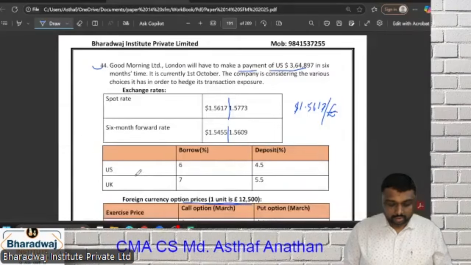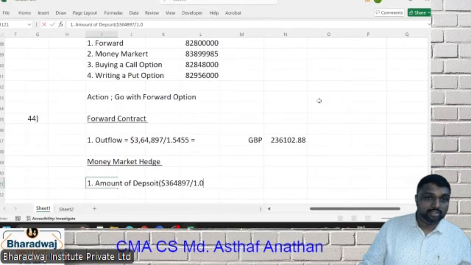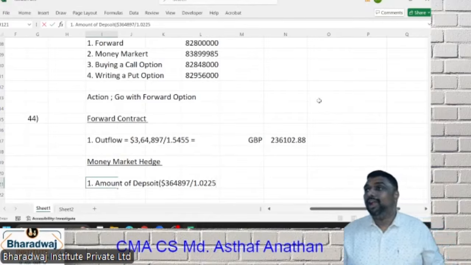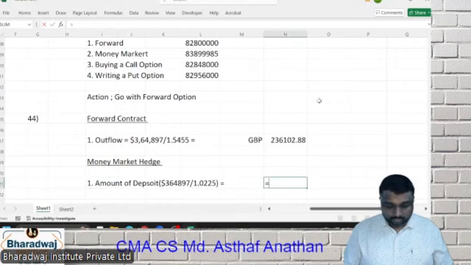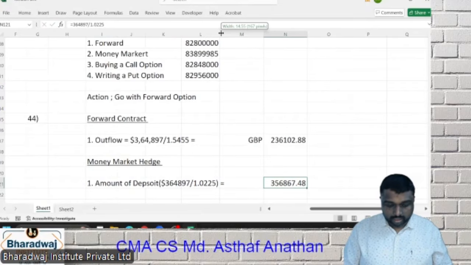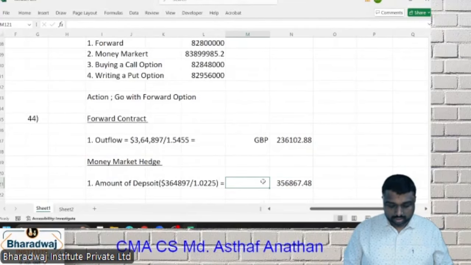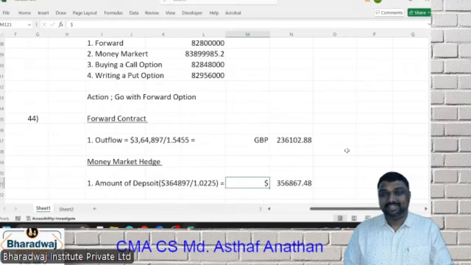364,897. So US dollar, deposit rate 4.5, it is 6 month. So 4.5 for 6 month, if I am not wrong, 2.225, so 1.0225. So the amount of deposits will be 3,64,897 divided by 1.0225. You will get the amount. This is the amount in dollar. Now you have to make it in your home currency. So this is the amount of deposits. So same step, same shortcut.